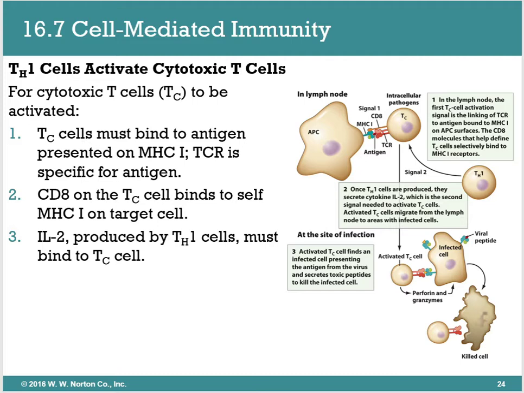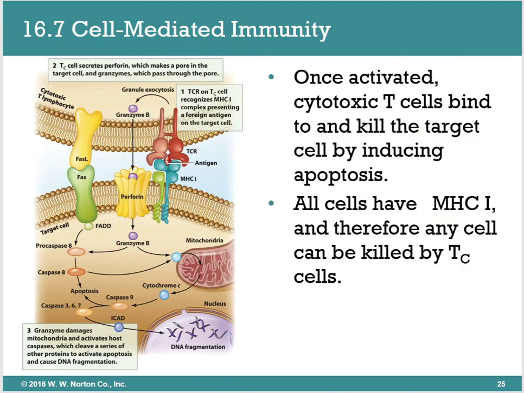videos for cytotoxic T cells. So just a few more slides, guys. But once a cytotoxic T cell is activated, what it can do now is actually kill the target cell that it bound to. It can kill the cell it's now bound to by inducing apoptosis. So a signal will be transmitted saying, you need to die, and then the cell will undergo cell death.